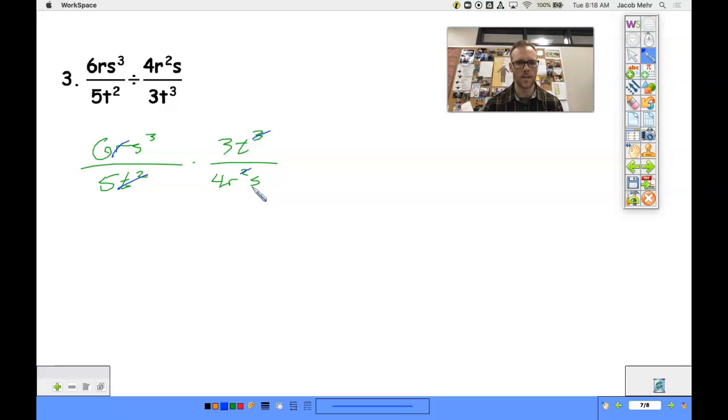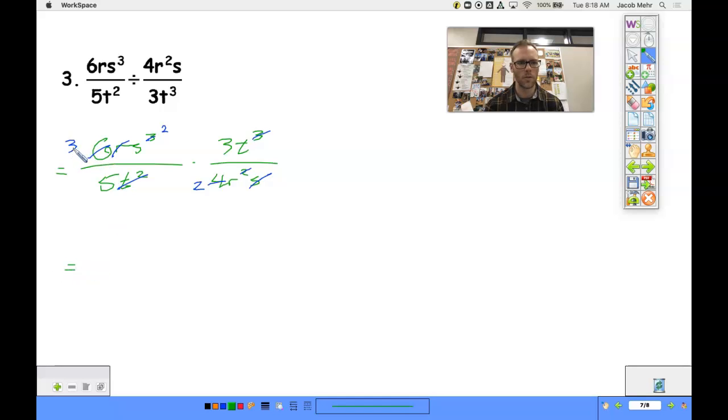There's 1 s in the denominator here. That's going to cancel out 1 of those, leaving an s squared. As for numbers, the 6 and the 4 reduce to a 3 and a 2. And I think I've got them all.